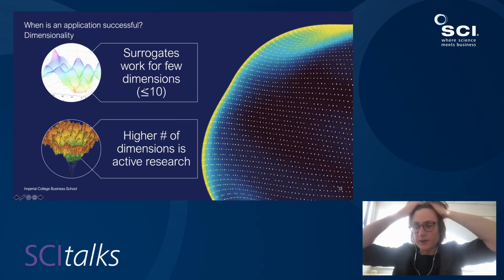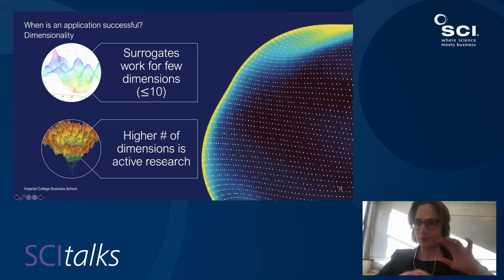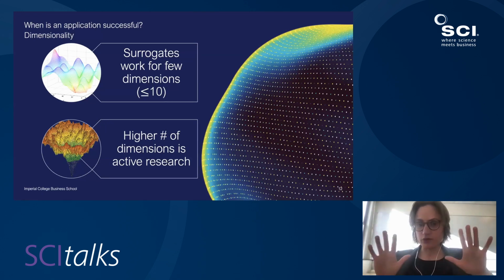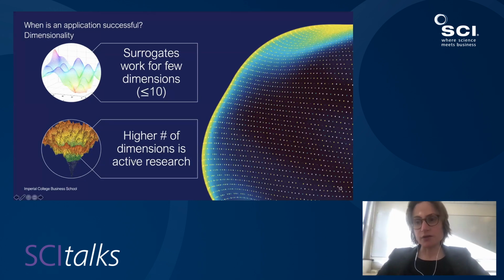Any Bayesian optimization or active learning researcher on the call is probably shaking with rage at this point, because the truth is that people who research these topics are very much trying to go to a higher number of dimensions. There's a lot of really lovely active research thinking about how we can beat this rule I gave about fewer than 10 dimensions. It's definitely not a hard and fast rule, and people have found some ways around it.